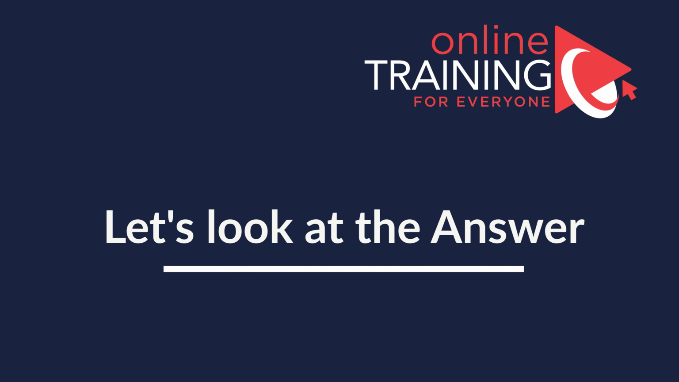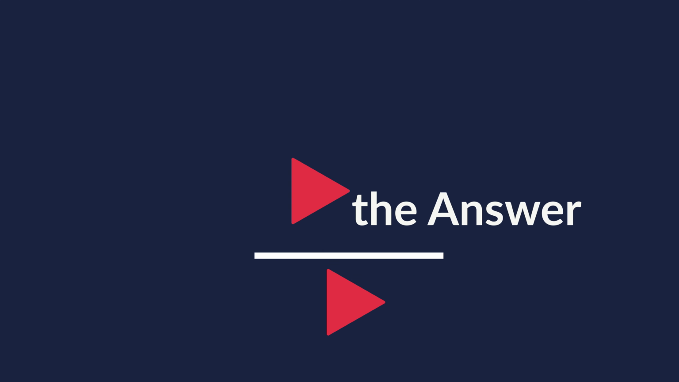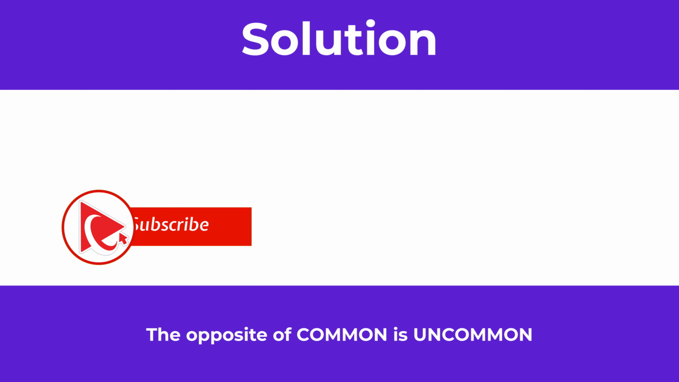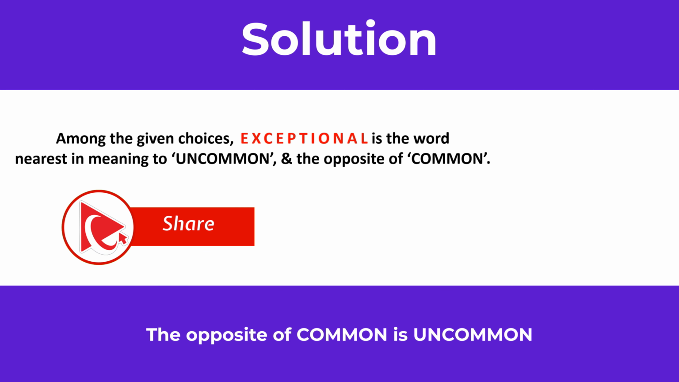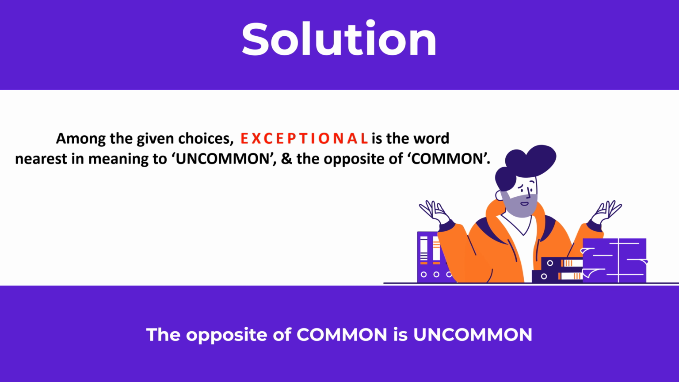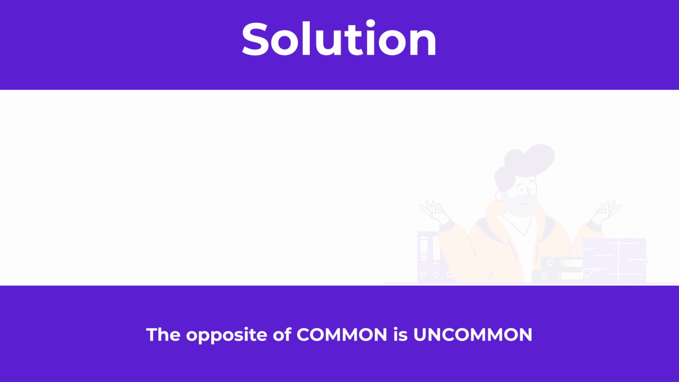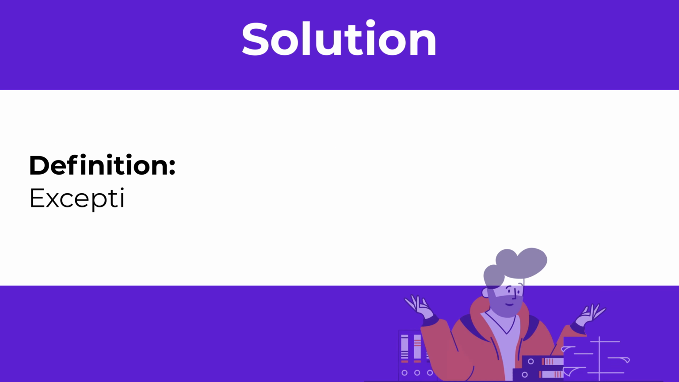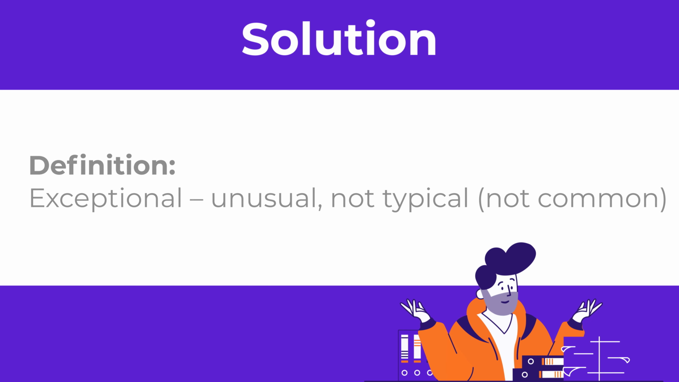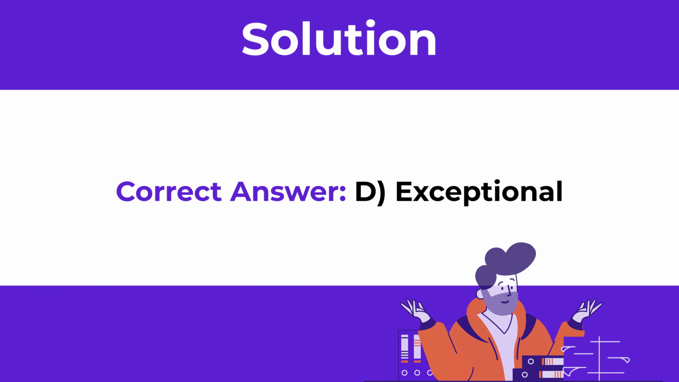You can come up with the correct answer by thinking logically. For example, the opposite of the word common is the word uncommon, which means that among the given choices, exceptional is the word which is closest to meaning of uncommon, and which is also the opposite of common. Let's look at the definition. The definition of exceptional is unusual and not typical, which is not common. So the correct choice here is choice D, exceptional.